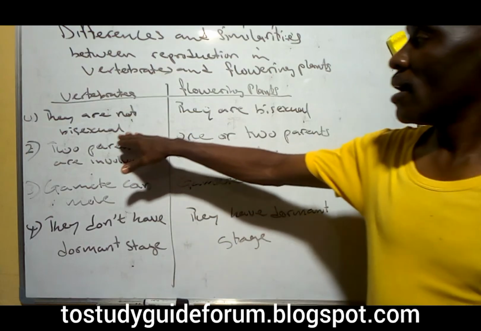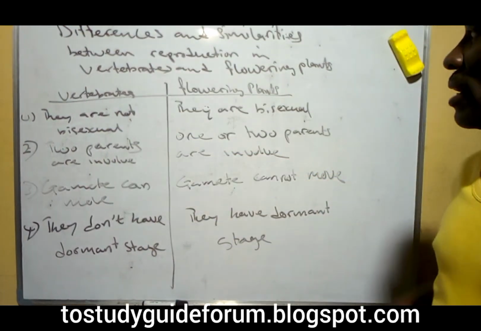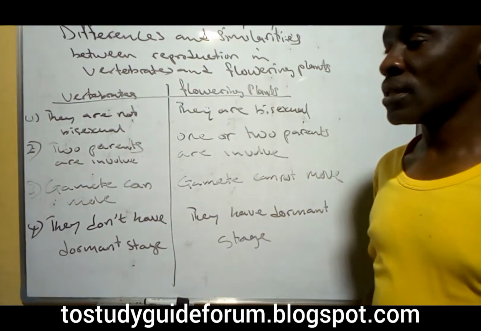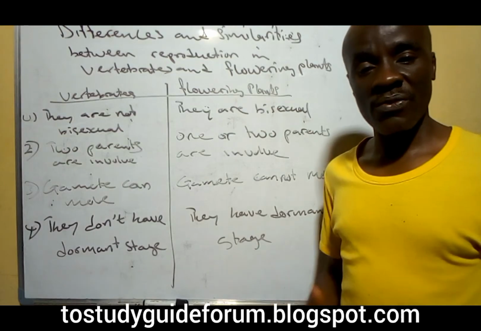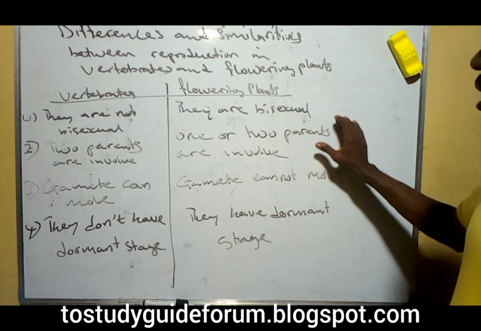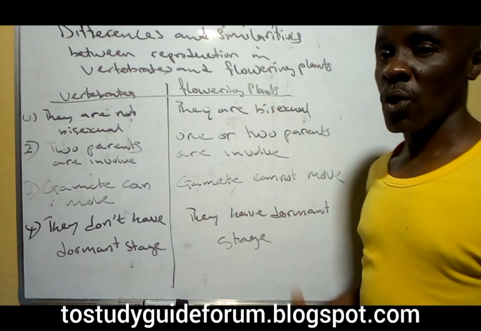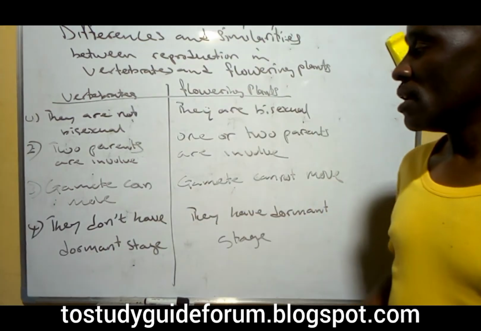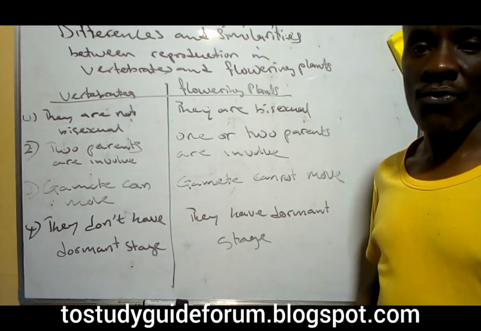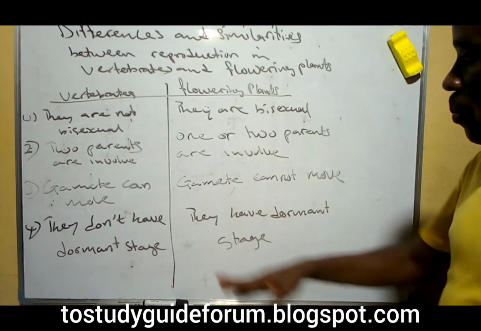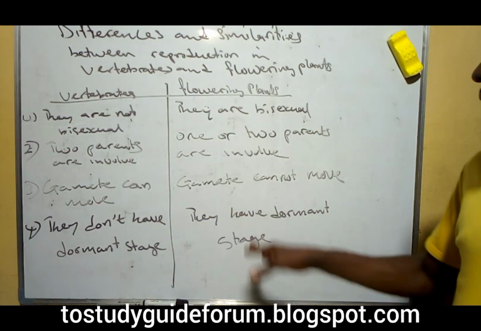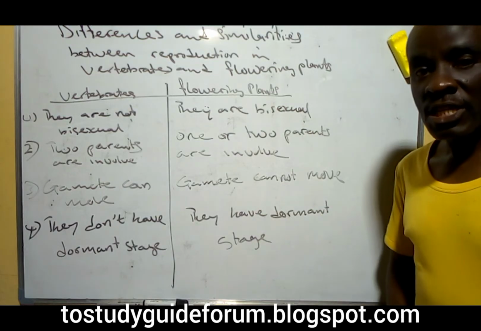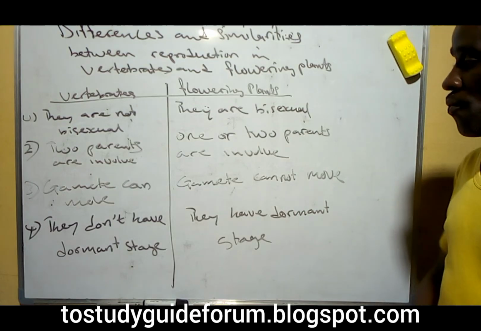So the vertebrates are not bisexual, while the flowering plants are bisexual. In vertebrates, two parents are involved. That means they are always involved constantly. While in flowering plants, one or two parents might be involved. And the gametes in vertebrates can move. That means they are motile. They can move around, while the flowering plants' gametes cannot move.